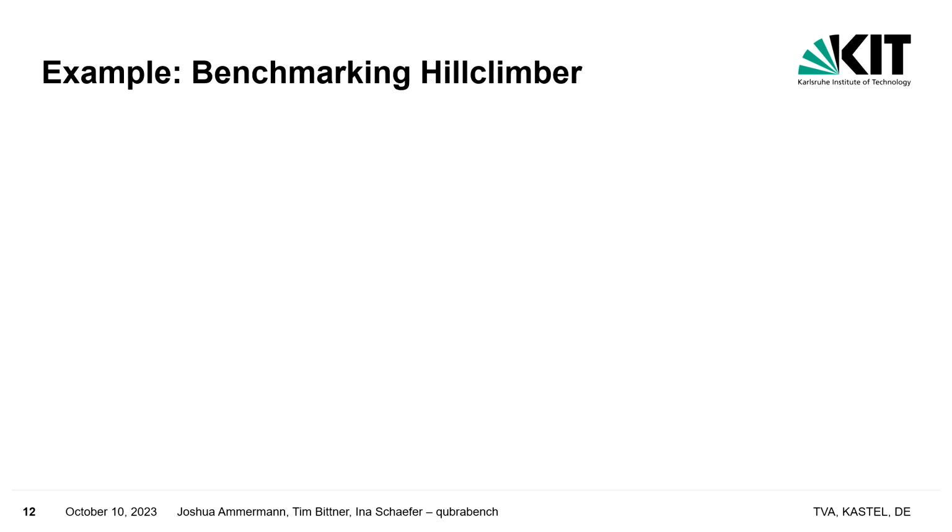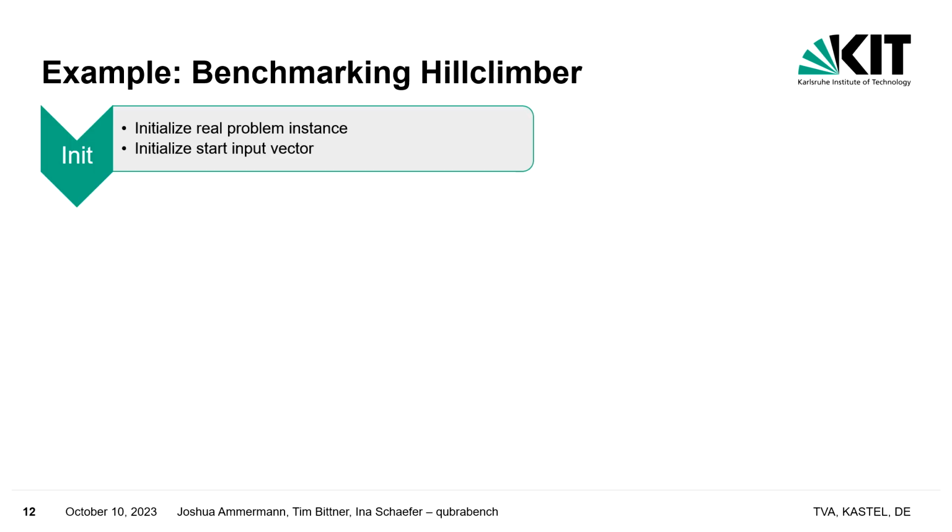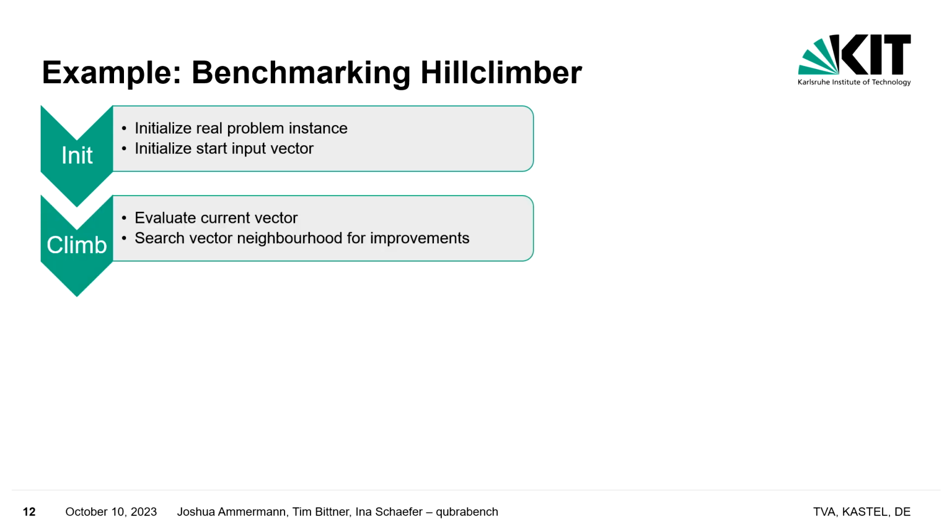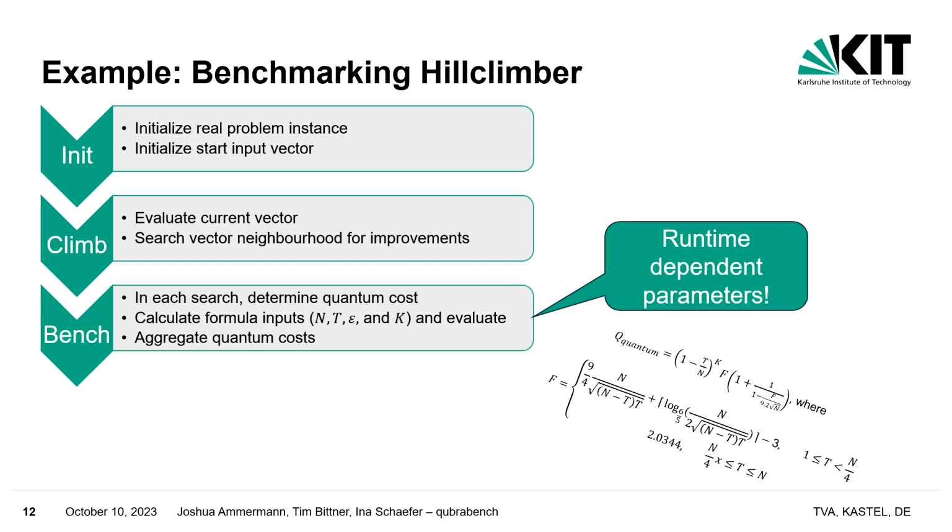So then coming back to the benchmarking hill climber, what we want to do is we initialize a real problem instance. We initialize a real input vector that solves our problem. And then we evaluate the current vector and search the vector neighborhood for improvements by tweaking aspects of our solution. And then we can actually do the benchmarking, because in each step we can determine the quantum costs and calculate the formula inputs that we need to evaluate the query cost formulas.